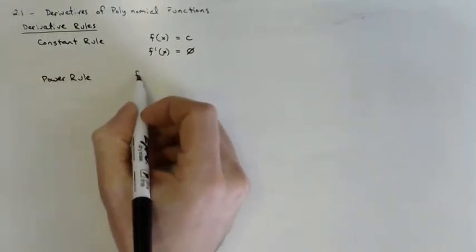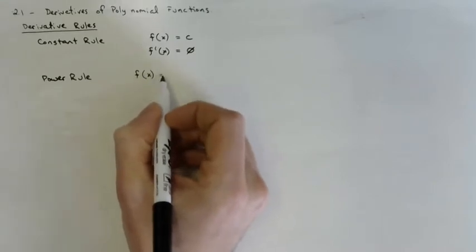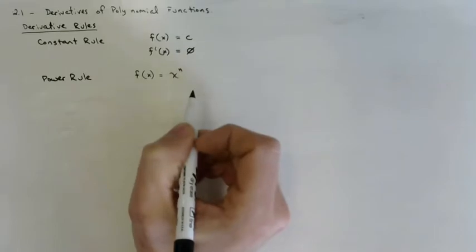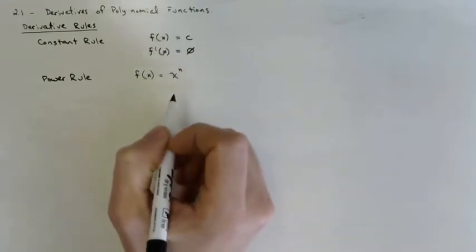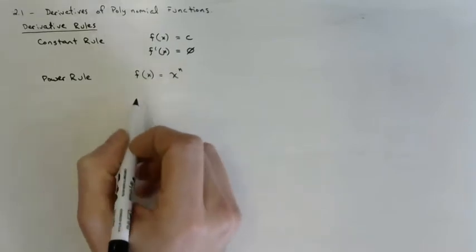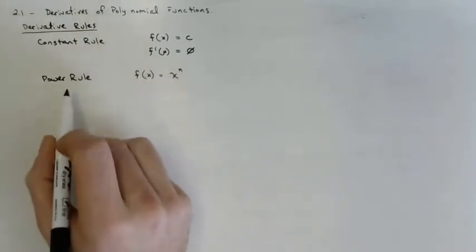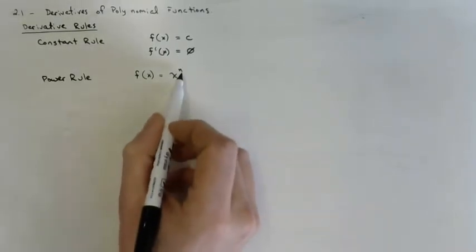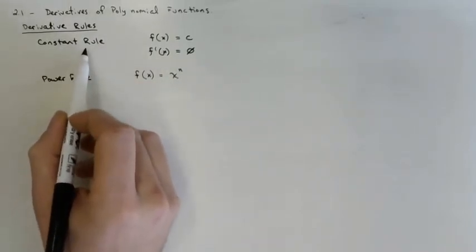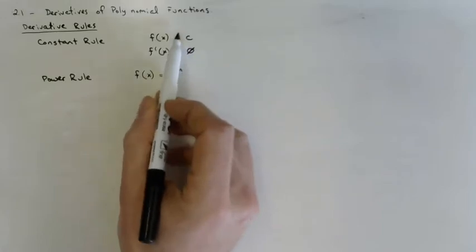The power rule says that if the function f of x is x to the power of n, and remember, this is why we're going to be breaking our polynomials into terms and dealing with them term by term, because each term interacts differently. You might have a term that has a power of x to the power of 2, but in the same polynomial, you might have to apply the constant rule to the term that is a constant.